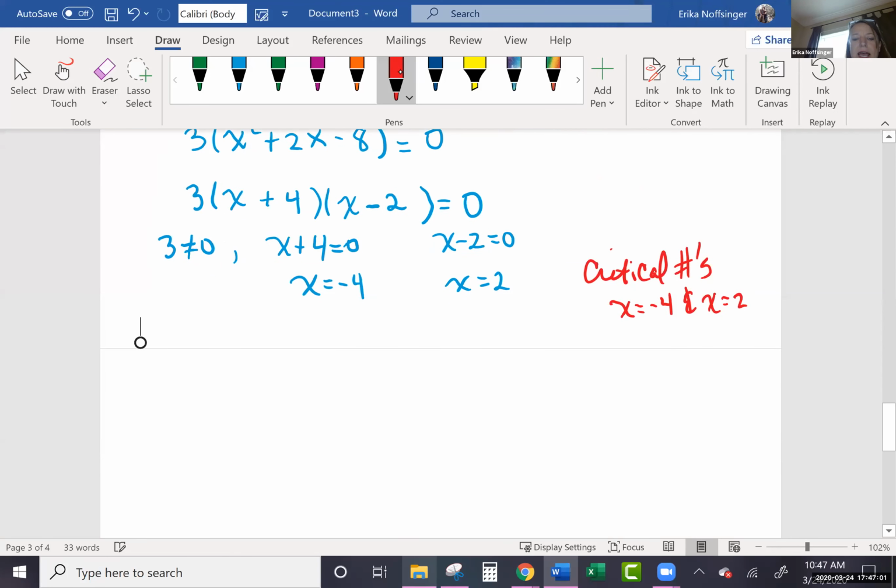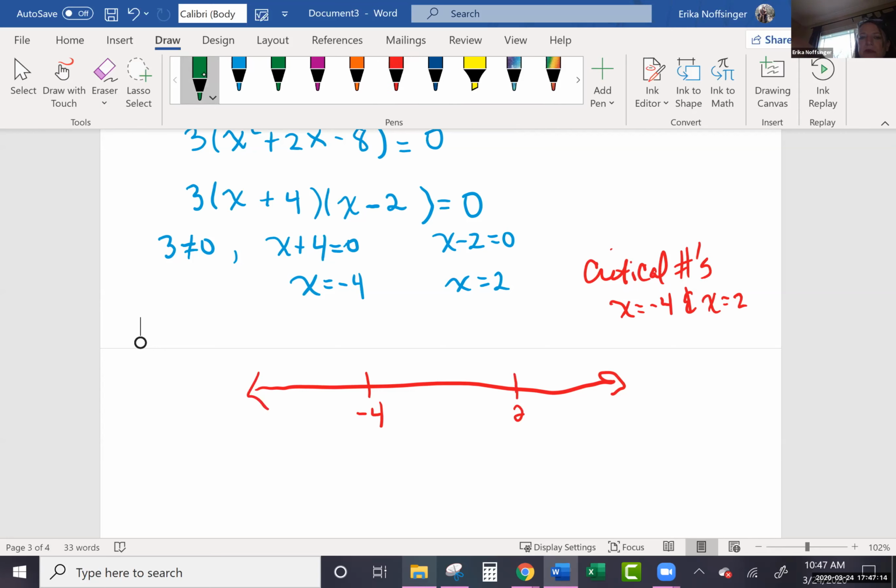Okay, so we've got to test to see if these are actually max or mins. And so putting these numbers on the number line, we want to choose some number on the left and some number on the right, and we're plugging these back into our derivative function.